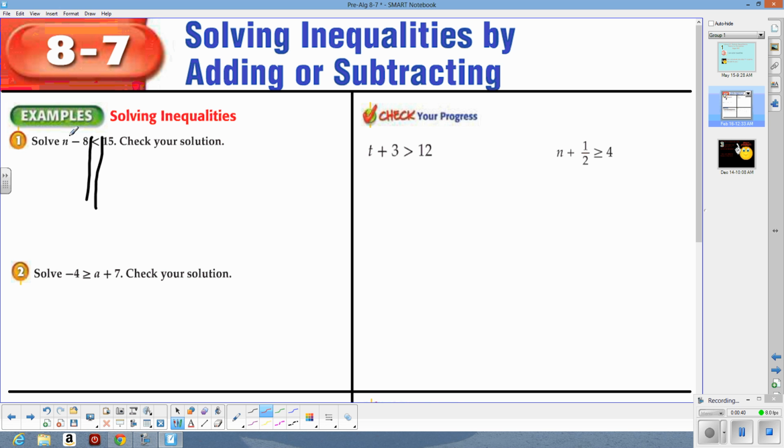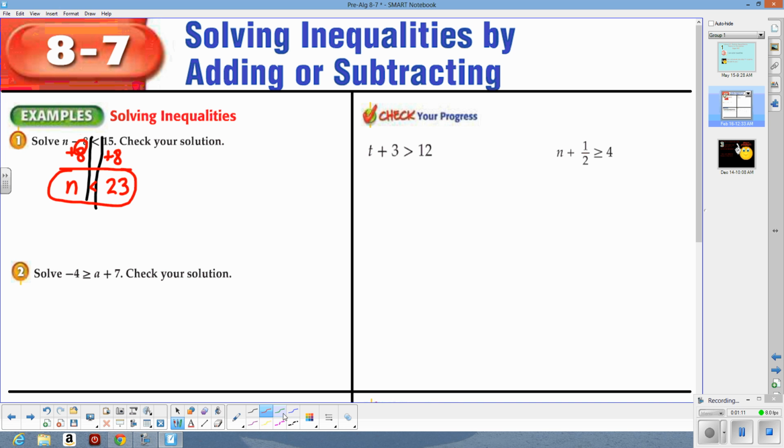So to solve n minus 8 is less than 15, we're going to get n by itself by adding 8 to both sides. So we're getting rid of that minus 8 by adding 8. Then this is going to disappear, and you have n is less than 15 plus 8, which is going to be 23. So our solution is all the numbers n that are less than 23.